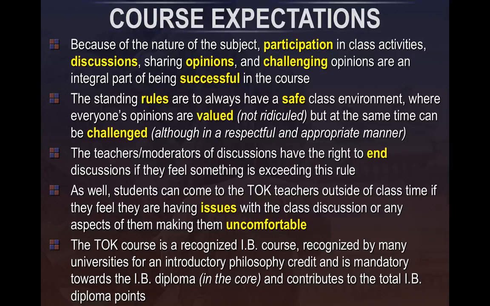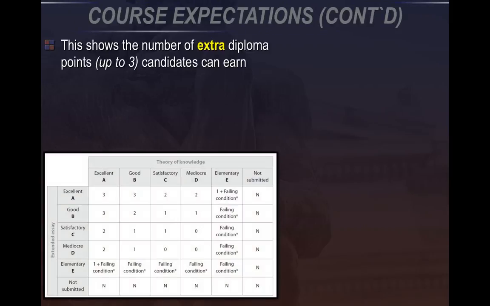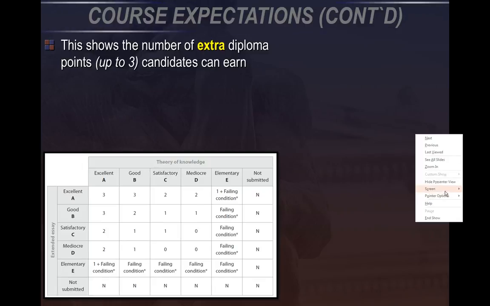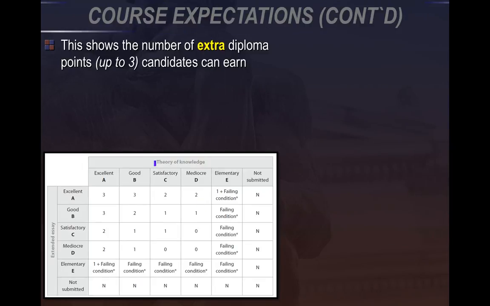This is a recognized IB course, and in fact it's recognized by many universities for an introductory philosophy credit. And if you're getting an IB diploma, it is a mandatory program in the core and contributes to the overall IB diploma points. So the IB presents what it calls its diploma points matrix that shows that the theory of knowledge, shown here, is on a program matrix along with the extended essay here.